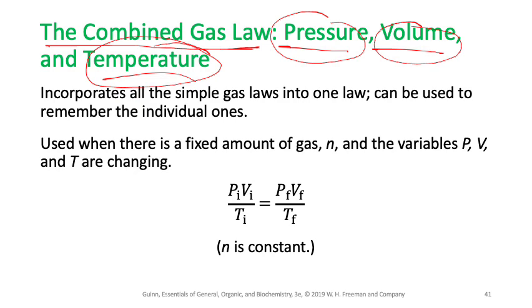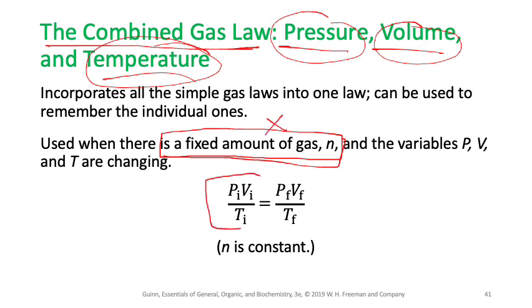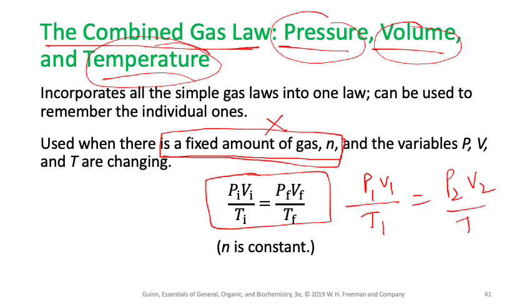We can use the combined gas law for any gas as long as the number of moles, or the amount of that gas, is not changing. And the rule is PI VI over TI equals PF VF over TF. I and F are initial and final, or you can say P1 V1 over T1 equals P2 V2 over T2. Again 1 and 2 are initial and final. Same thing. So let's use this combined gas law and solve a problem.